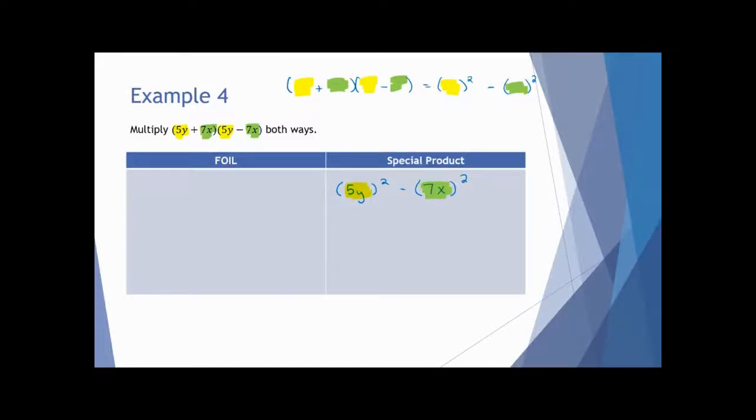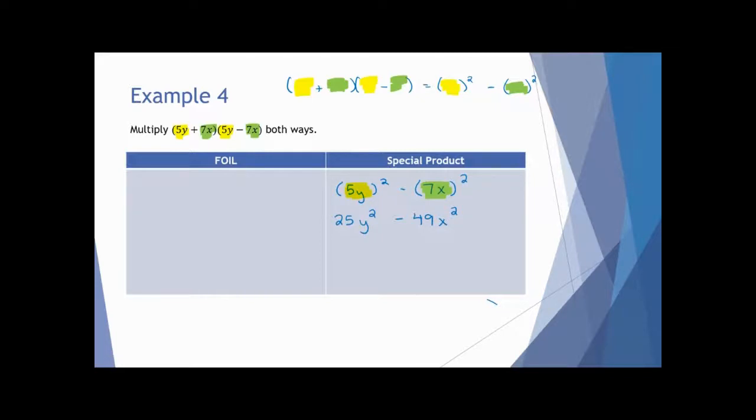Then I'm going to follow my rules of exponents. So when I have 5y squared, you square everything. So you square the 5, which is 25, and you square the y. So that's going to be 25y squared. Then I have a minus. Now I need to square both the 7 and the x if the whole 7x is squared. So 7 squared is 49, and then x squared.